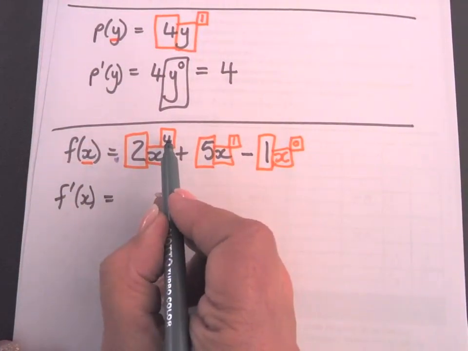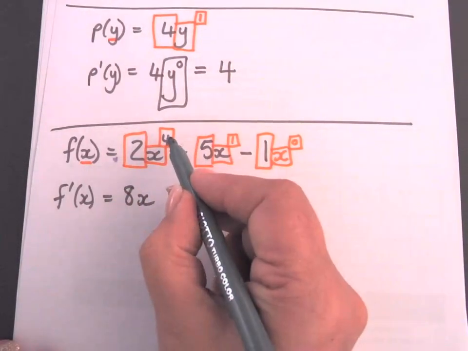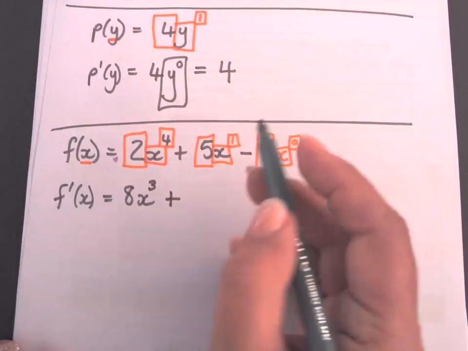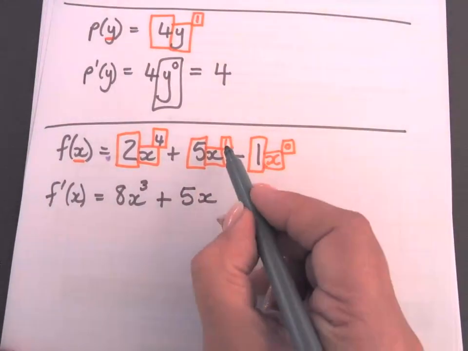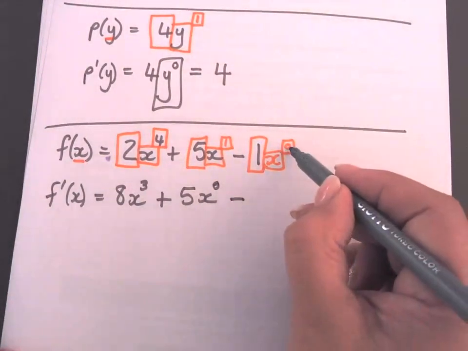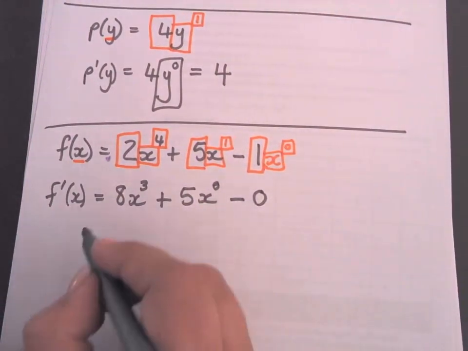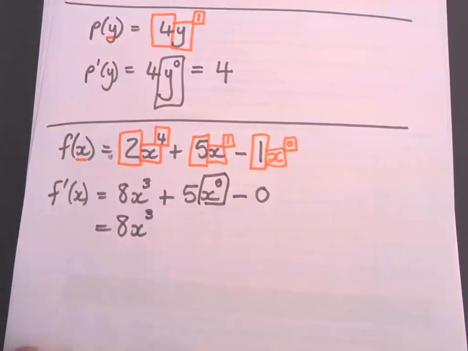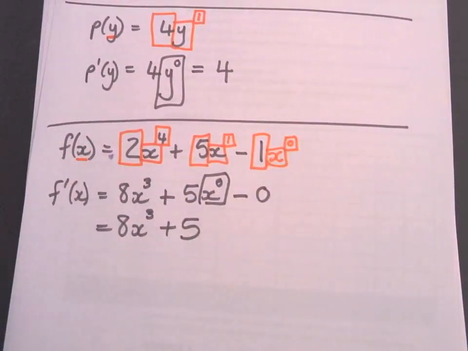The 4 multiplied by the 2 gives me 8x. Make this exponent 1 less, to the power of 3. Plus the 1 times the 5 is 5x. 1 minus 1 is 0. Minus 0 times 1 is 0. I don't even have to do the x. Now I get 8x to the power of 3 plus 5. That is 1 times 5 is 5. Any questions?